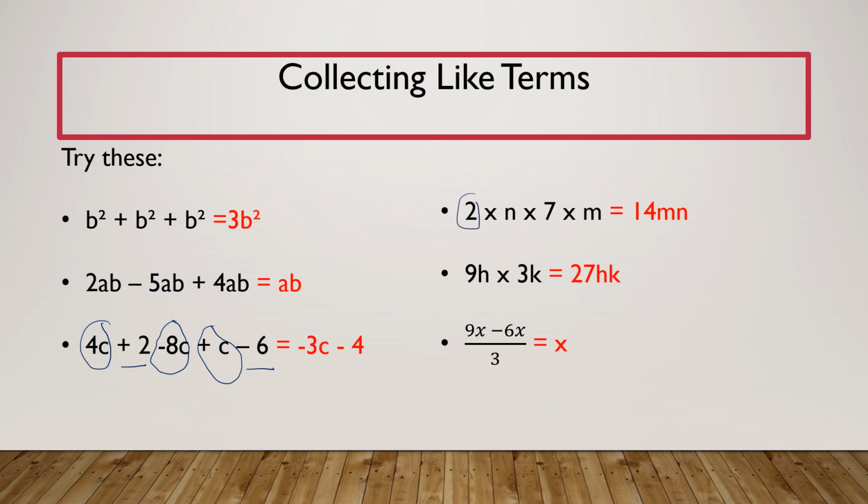2 times 7 gives me 14 times n times m, 14mn. It is always best practice to have these in alphabetical order. So if you have written 14nm, you do still get that. That is still correct. However, it is best practice to have it in alphabetical order. 9h times 3k is 27hk. 9x minus 6x divided by 3, so 9x minus 6x gives me 3x divided by 3, which gives me x.